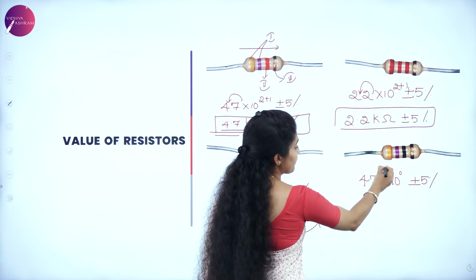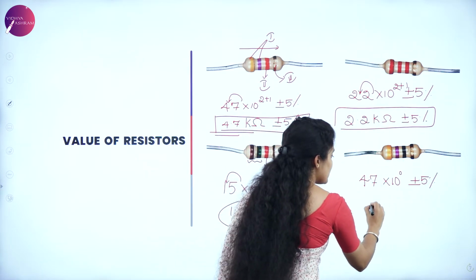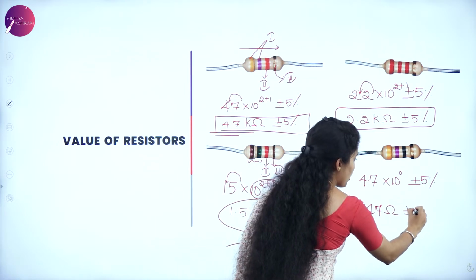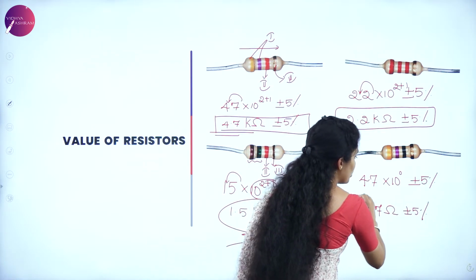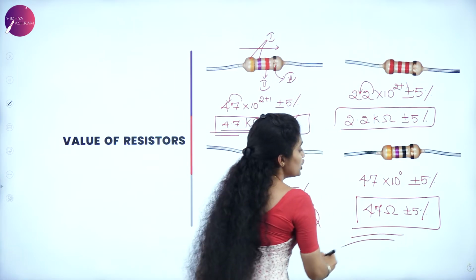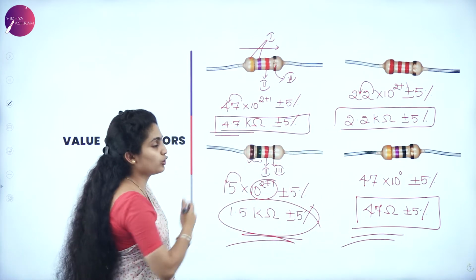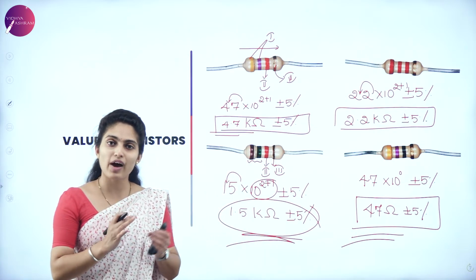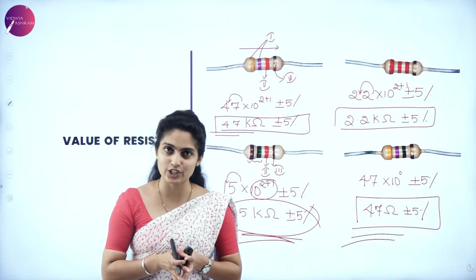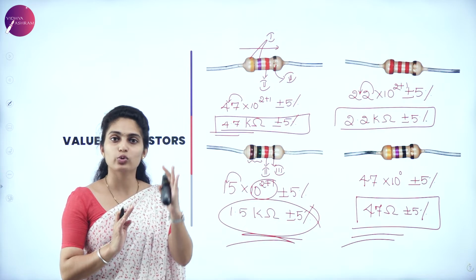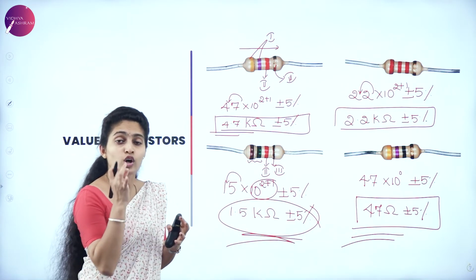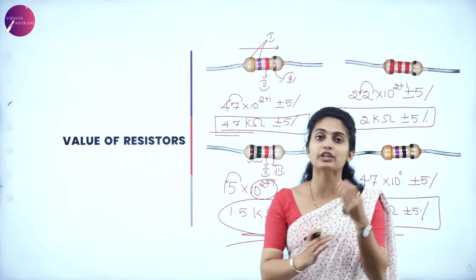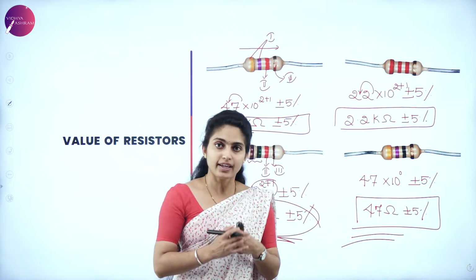So how will you give the resistance to this? It is 47 ohms, and plus or minus 5% is the tolerance of the resistor. So 47 ohm is the value for the third resistor. That is all about the value here. How do you give the value for each of the resistors? Only by looking at the resistor, so that you get to know which resistor has a certain value to be used in certain laboratory experiments.